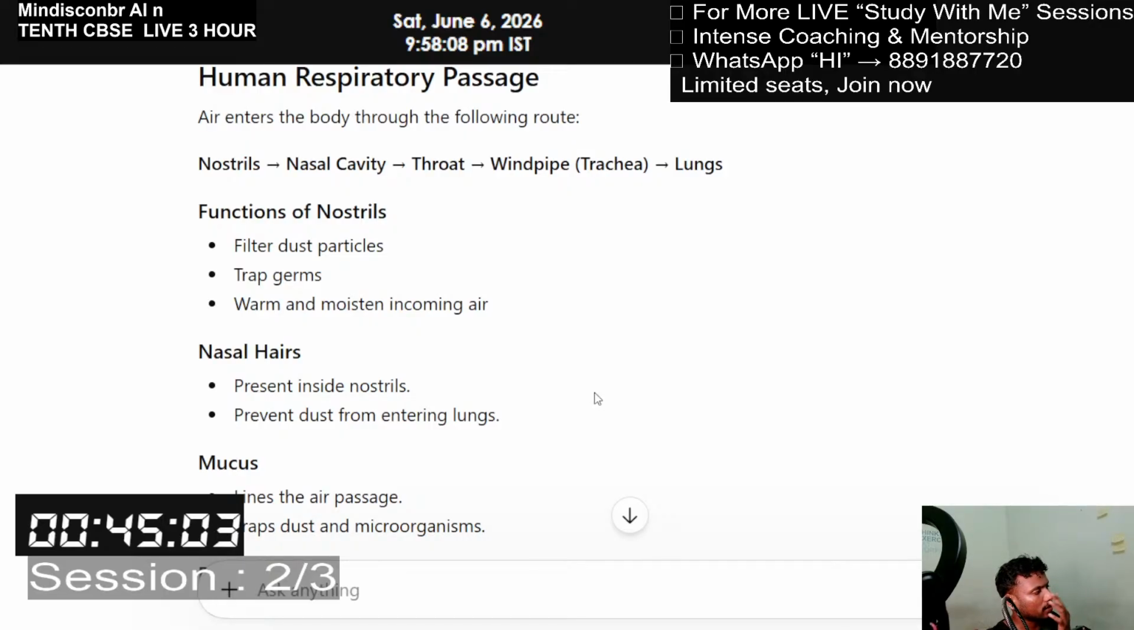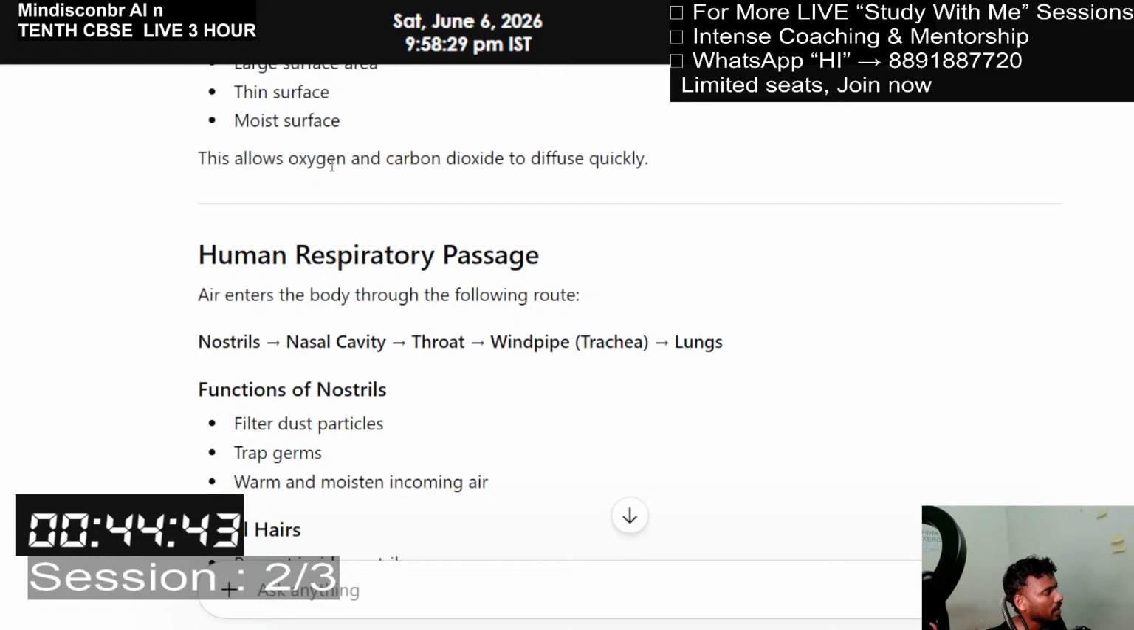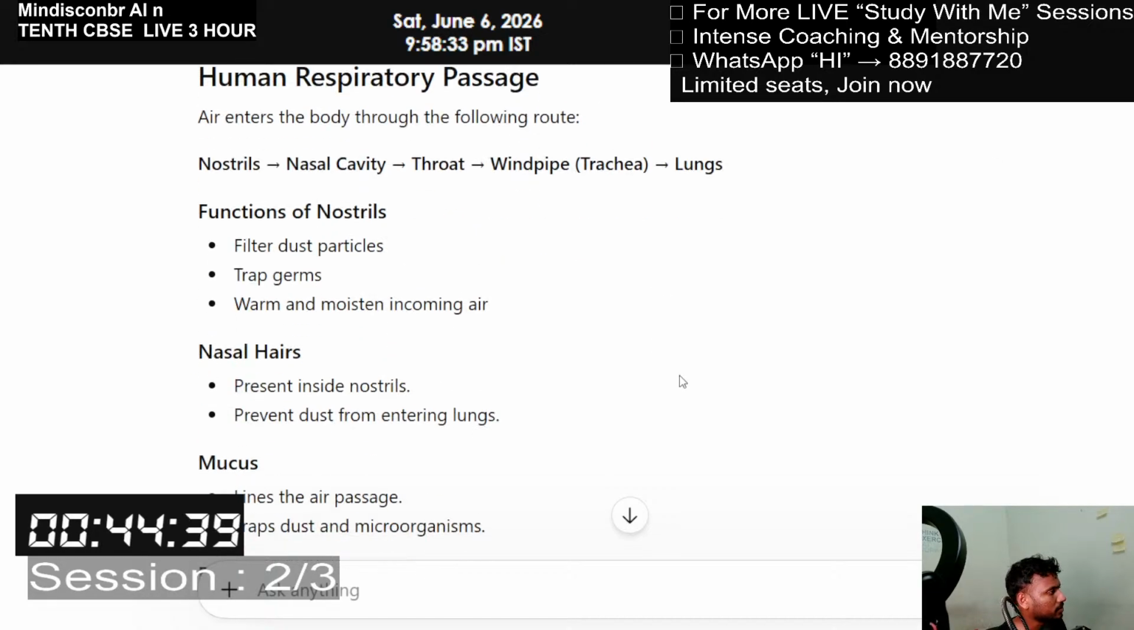Nostrils filter the dust particles, trap the germs, that is microorganisms will be trapped, filtering of the dust will occur, and they warm and moisten the incoming air. It will warm, make it a little hot, and moisten the incoming air. That is good for the diffusion of oxygen and carbon dioxide.